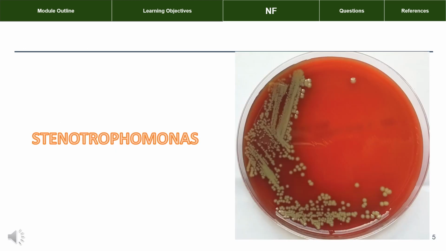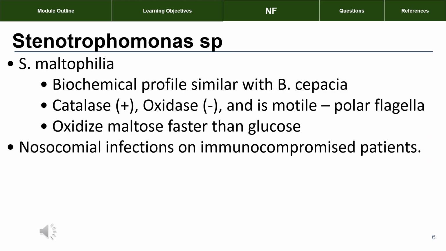Next up, we have your Stenotrophomonas. So this is an example of your colony at a blood agar plate. There is one species that you have to remember for this genera, your Stenotrophomonas maltophilia. It has a biochemical profile similar with your Burkholderia cepacia. It is catalase positive and oxidase negative. It is motile because of its polar flagella. So it oxidizes maltose faster than glucose. It also causes nosocomial infections on immunocompromised patients.